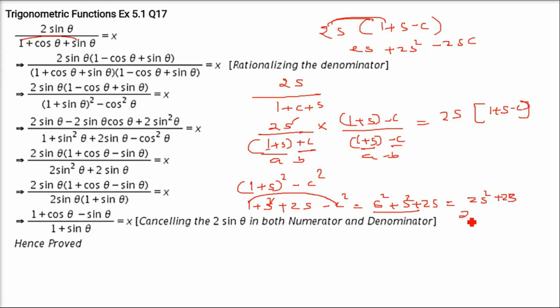So I can take 2 sine common from here. So what do you get? 1 plus sine inside. So now I am writing it in the denominator, 2 sine and 1 plus sine. So here 2s cancel. This is 1 plus sine theta minus cos theta, 1 plus sine theta minus cos theta, and 1 plus sine theta. So this is the answer.